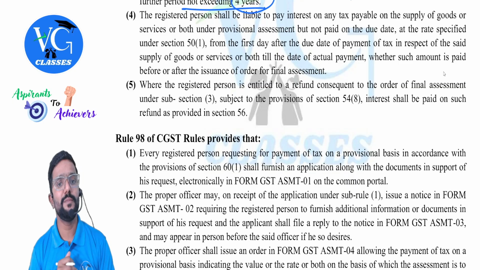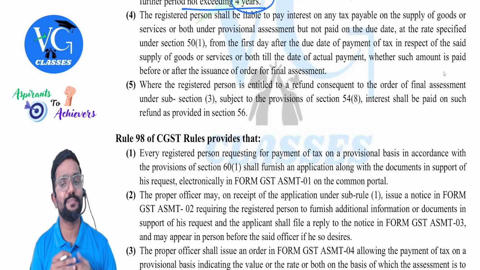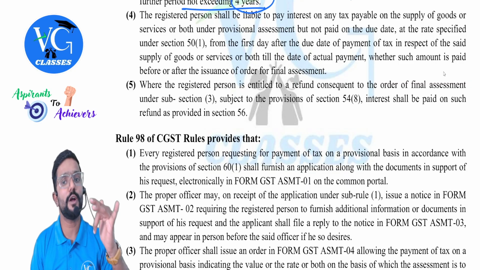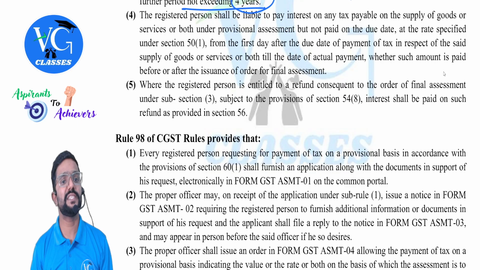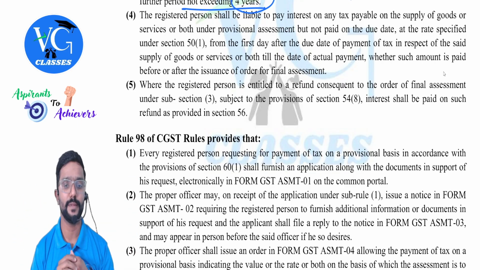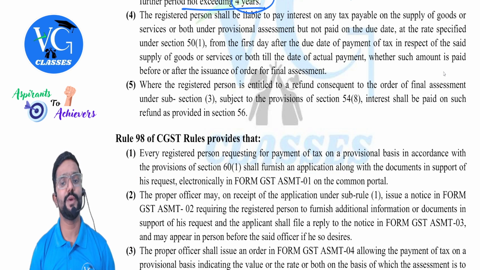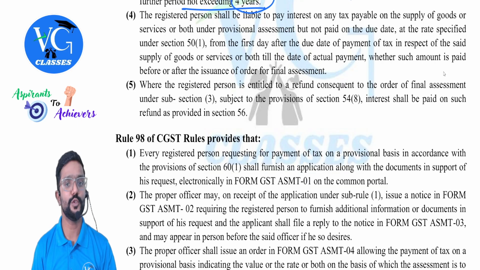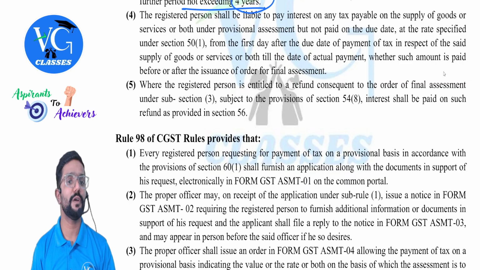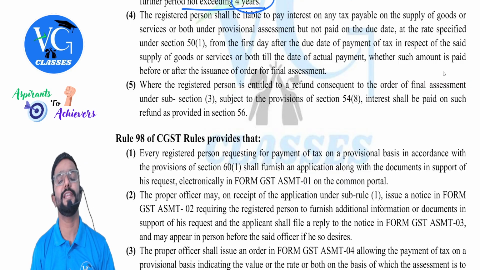The registered person shall be liable to pay interest on any tax payable on the supply of goods or services or both under provisional assessment, but not paid on the due date, at the rate specified under section 50 subsection 1. How much is that rate? 18% per annum, from the first day after the due date of payment of tax in respect of said supply of goods or services or both, till the date of actual payment, whether such sum is paid before or after the issuance of order for final assessment.